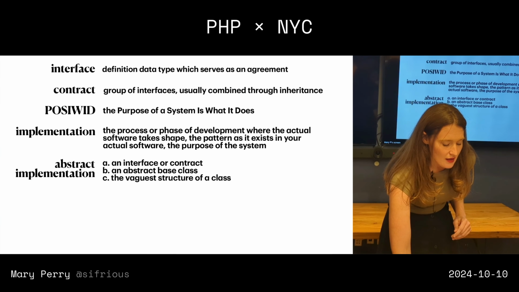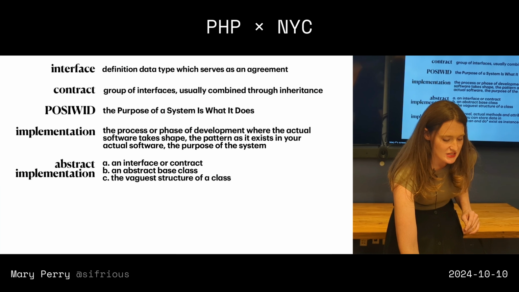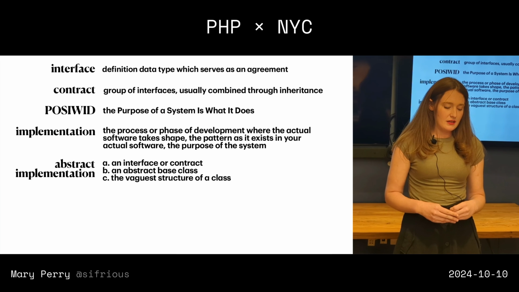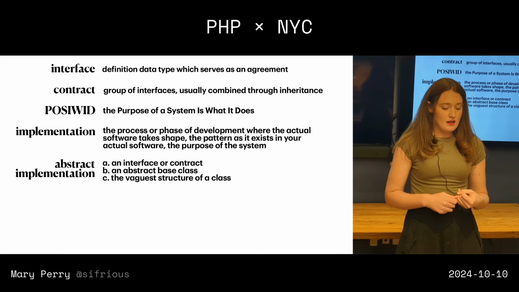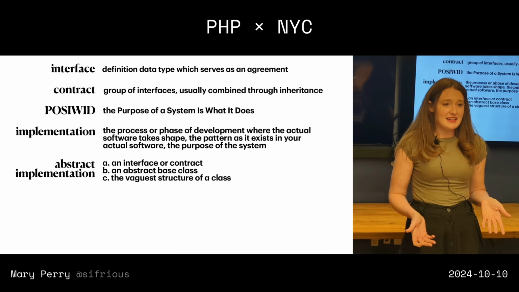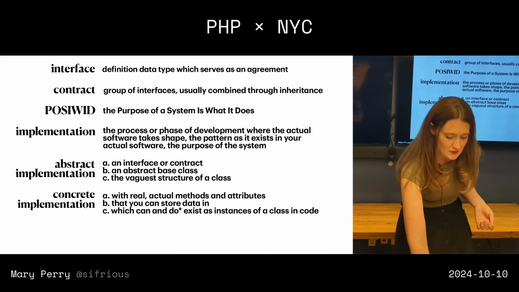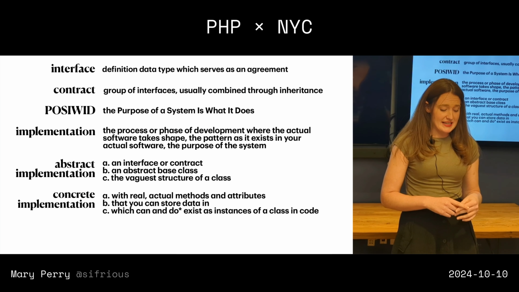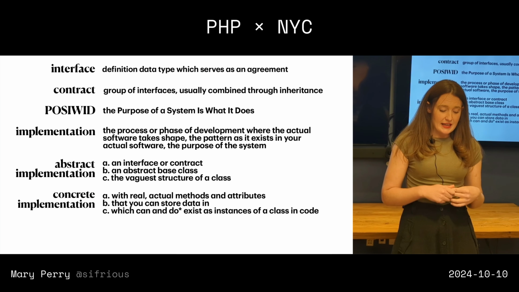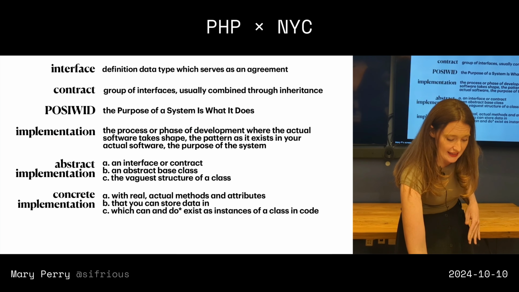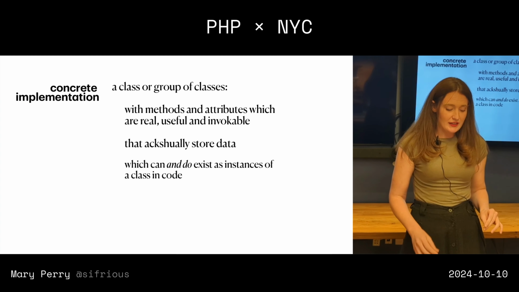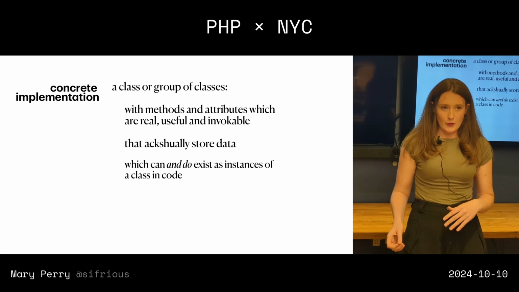So, an abstract implementation, an interface or a contract, abstract base class, the vaguest idea of a class that you have, but you haven't coded it. A concrete implementation, real actual methods and attributes that you can store data in, which can and do exist as instances of classes in code.